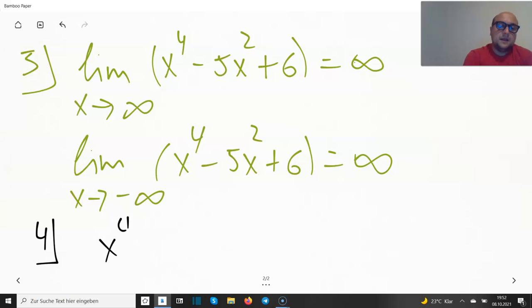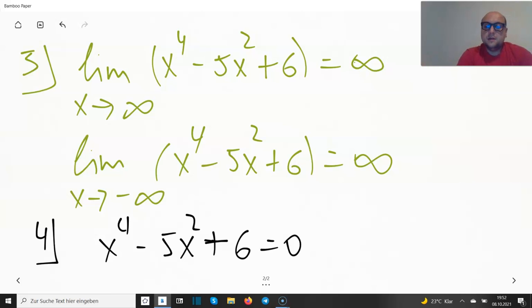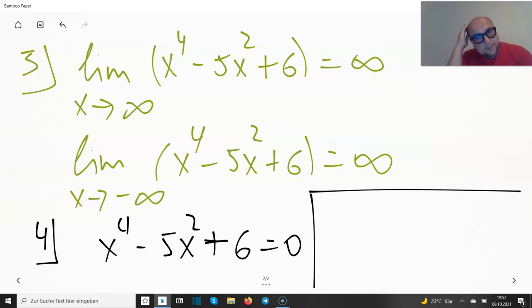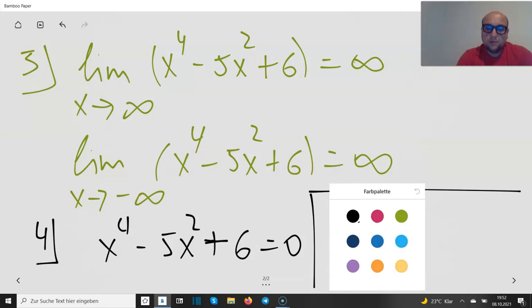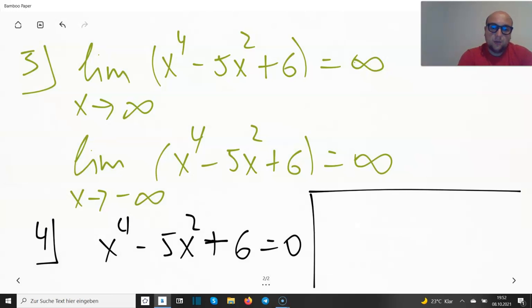Number 4, zero points. x to the power of 4 minus 5x squared plus 6, put it equal to 0. So what's happening here? Well, we substitute. I can link you to my German YouTube video where I explain how it's done, but I think even if you haven't seen it, it's no big deal, because we just say x squared is equal to z. That's why x to the power of 4 is equal to z squared, and that's why we get z squared minus 5z plus 6 equal to 0.